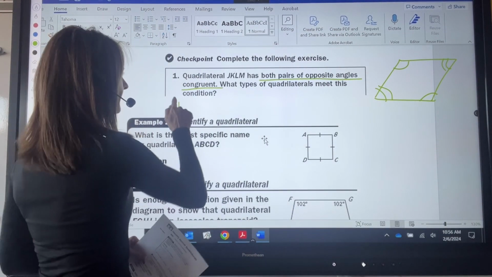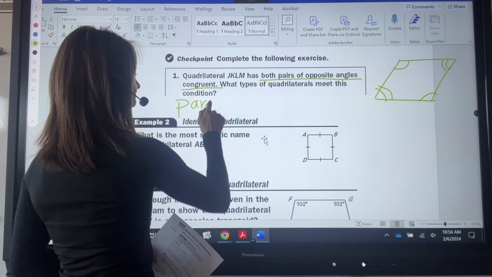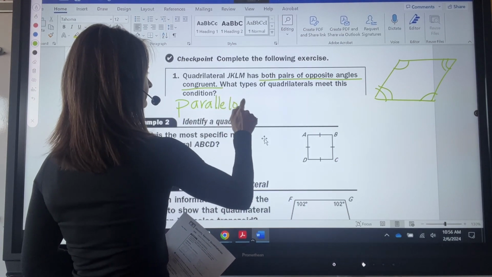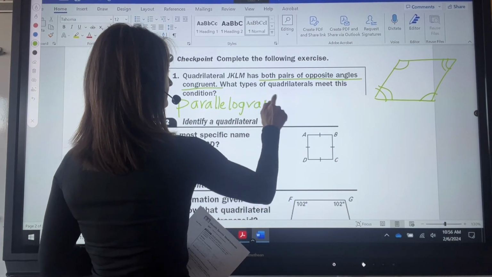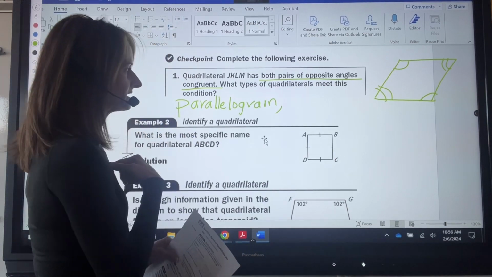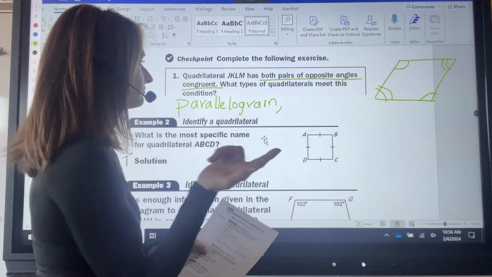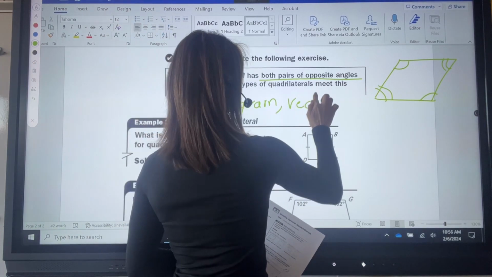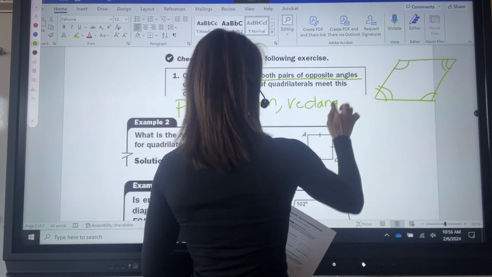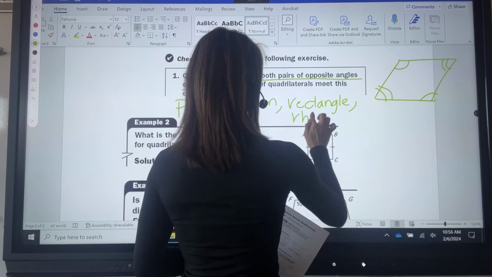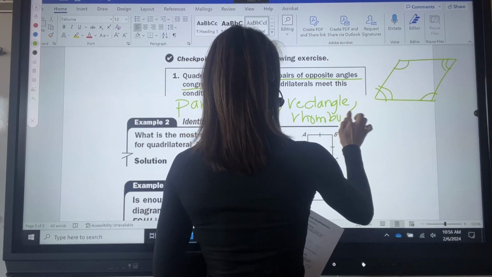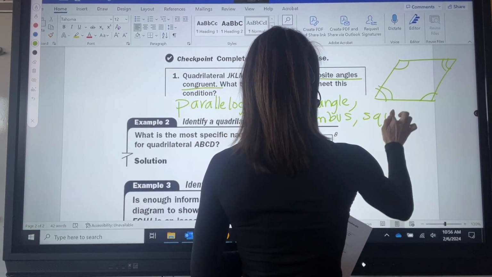And then we're going to have to list the types of quadrilaterals that meet that condition. So we're going to have to list all the parallelograms. So we've got a rectangle, a rhombus, and a square.